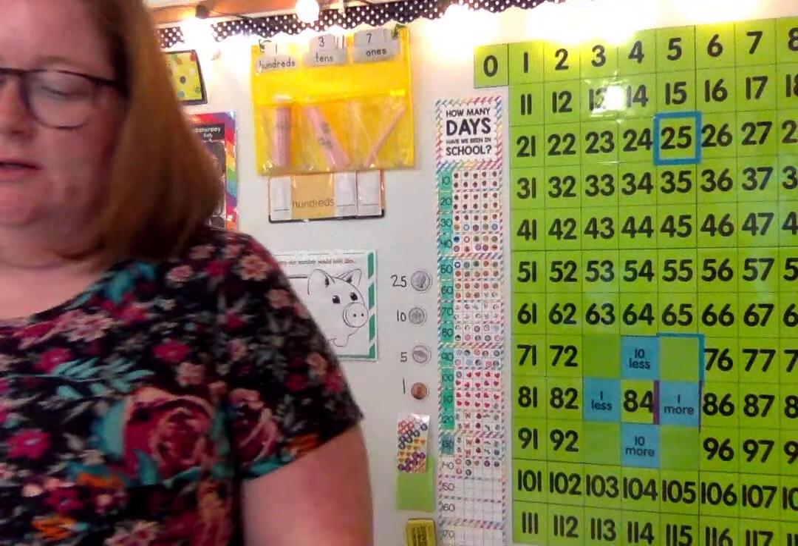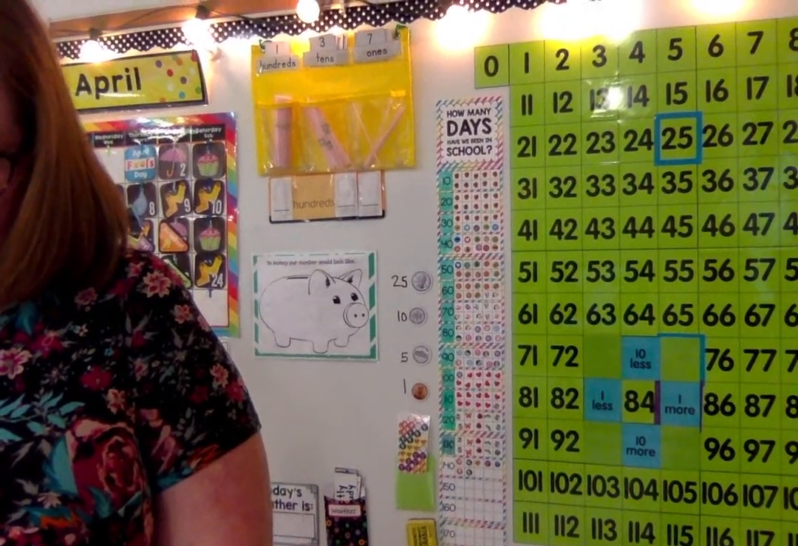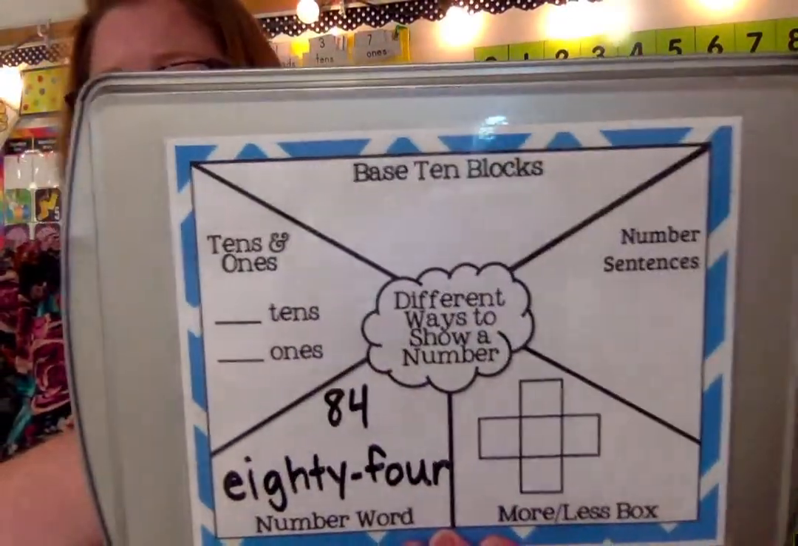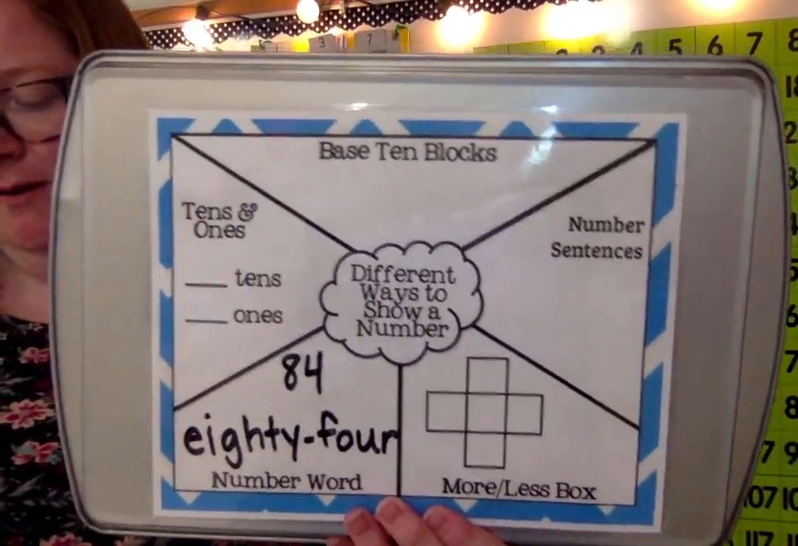Let's take a look. Today's number is 84. 84. We've got our 80, E-I-G-H-T-Y, and our number word 4. Not to be confused with I have something for you, but our F-O-U-R. I just put the lid on my marker like I'm done working. We're not done working. 84. There it is.